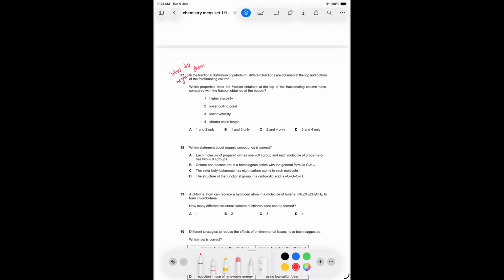Okay, question 37. This is an introduction to organic chem. Which property do the fractions at the top have as compared to the bottom fractions? The fractions at the top have a lower boiling point and lower viscosity.